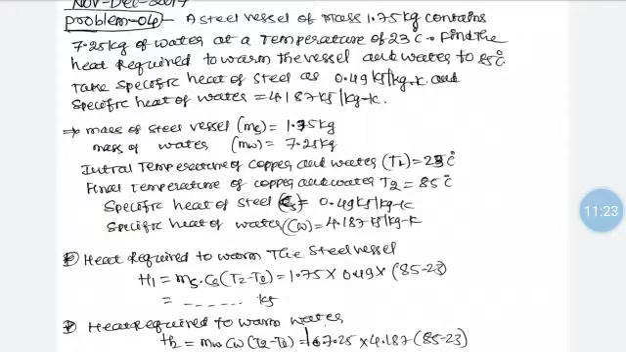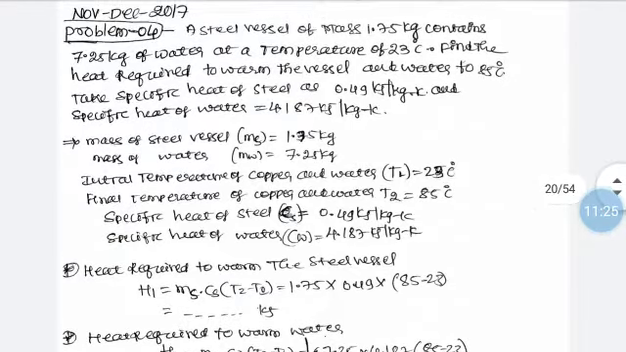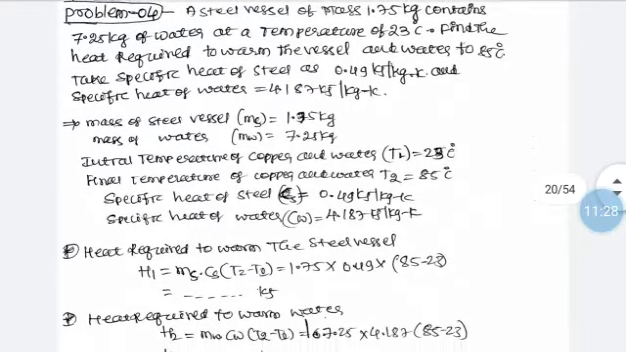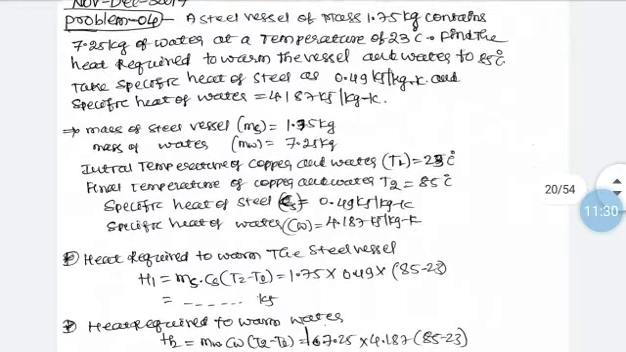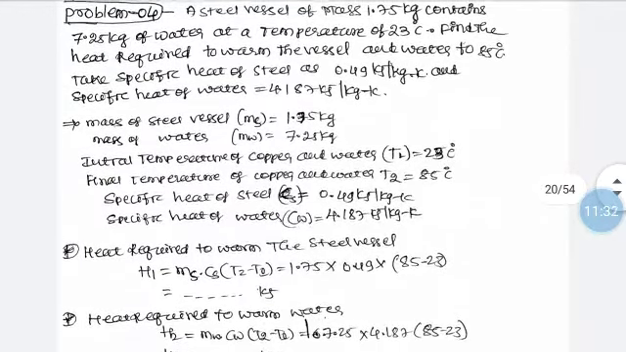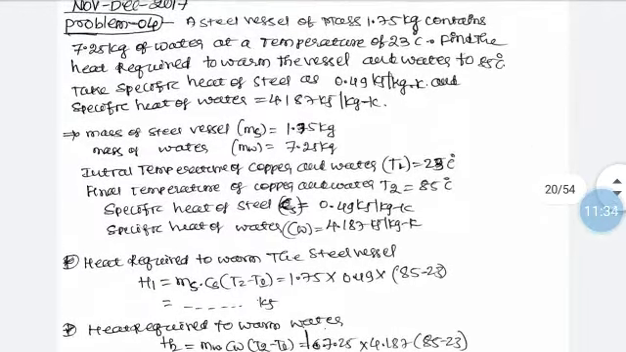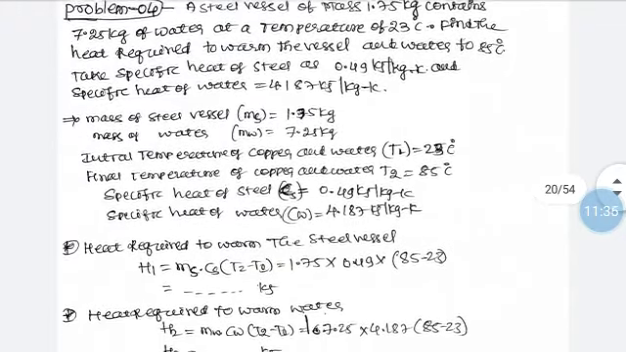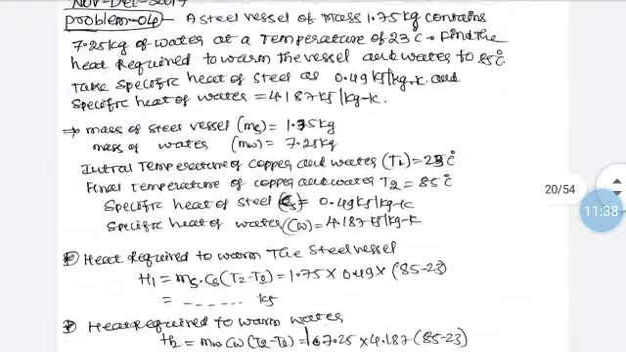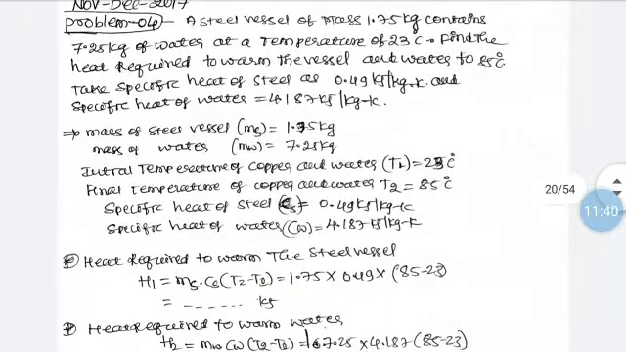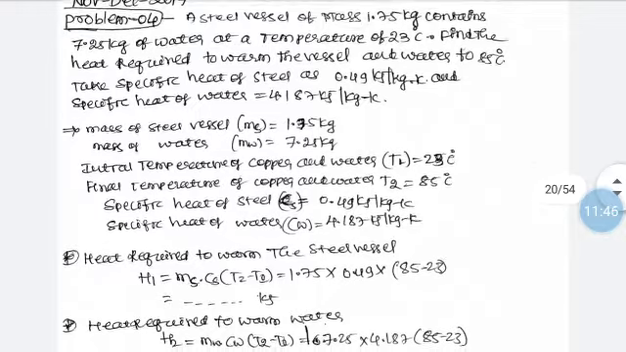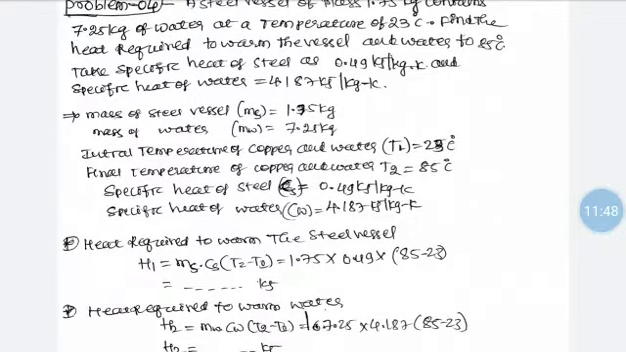So how much heat we have to give to warm the vessel and water from 23 degrees Celsius to 85 degrees Celsius. For this temperature rise, how much heat we have to give, and we have to take the specific heat of steel as 0.49 kilojoule per kg and specific heat of water as 4.187 kilojoule per kg.